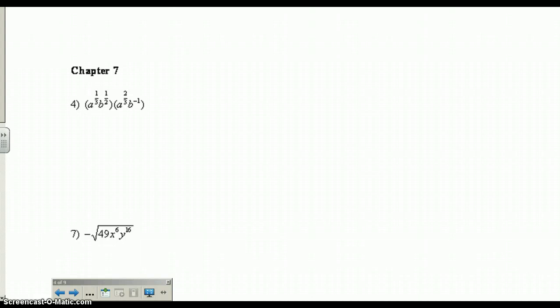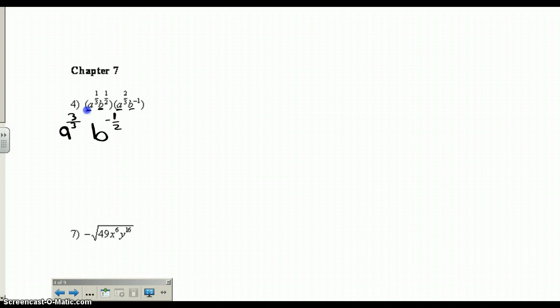Notice how we are multiplying these two expressions together. When we multiply the two, we have to add the exponents, and I can only add the exponents if they have the same base. So a to the 1/3 times a to the 2/3, we add those exponents, which gives us a to the 3/3. And the same idea with the b. B to the 1/2 times b to the -1 gives me b to the -1/2.